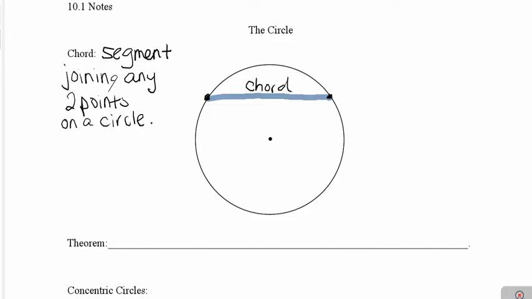Some other vocabulary that we've already talked about is the diameter of a circle. The diameter of a circle goes through the center point of the circle, and it connects 2 points on a circle. So notice a chord does not go through the center point. The diameter goes through the center point.